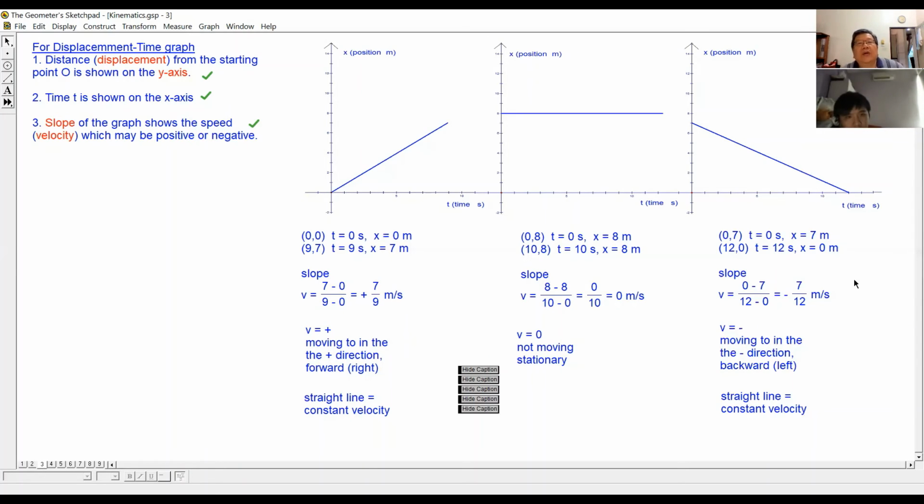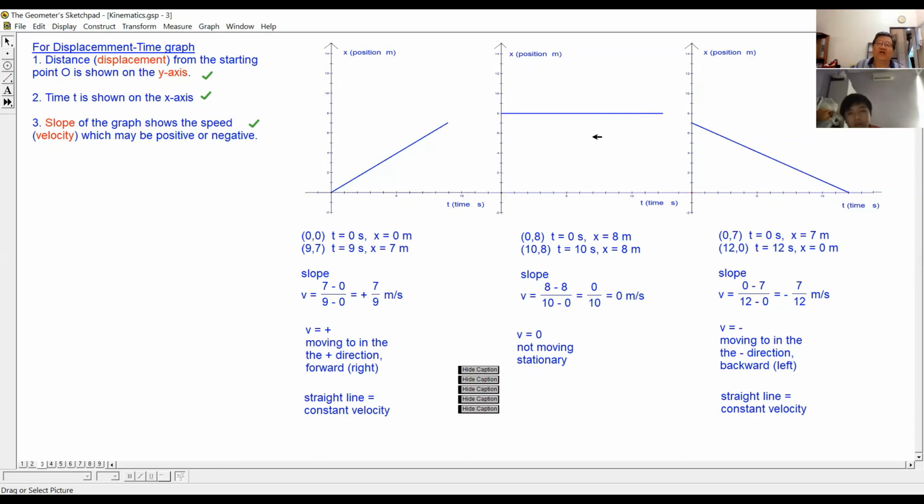So overall, we try to compare these three types of graph. If the graph is going up like this, it means that the velocity is positive. It is moving away from the center position towards the right-hand side. If the graph is going down like this, it means that the object is coming back, because the displacement becomes less and less. If the line is horizontal, it means that it is not moving.